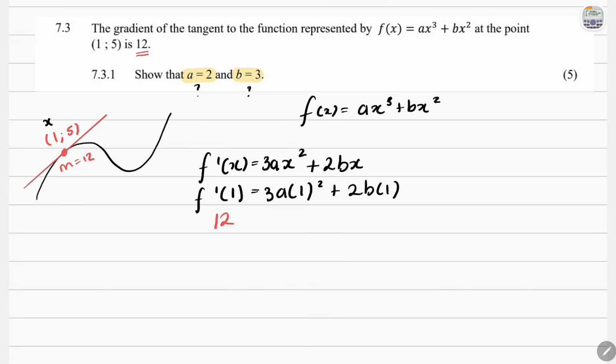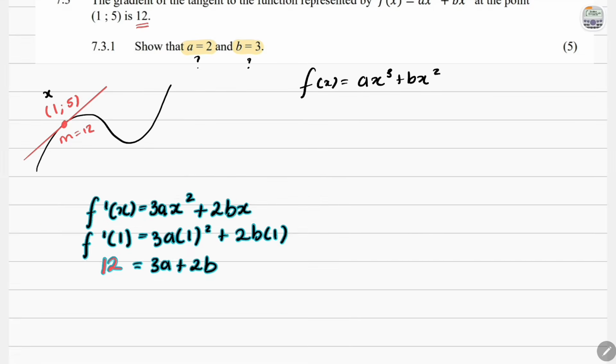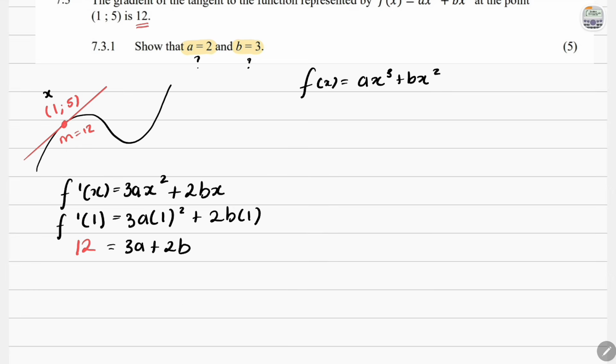So we'll say 12 is equal to, and we have 1 squared, which is 1, times 3. So this stays 3a, and then that stays 2b. Okay, great. We have our first equation. So we have used this information once. And now the second way we can use this piece of information that they've given us is like this. We've used this point as a point which we know the gradient of, and now we're going to use it as an actual point. So we'll use it as an x and a y value.